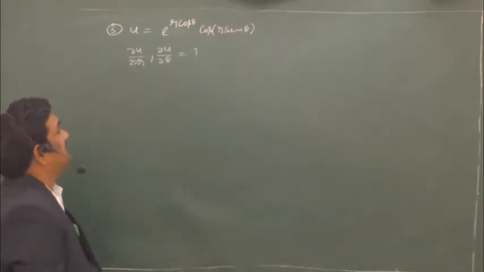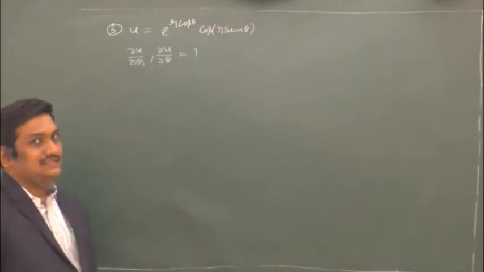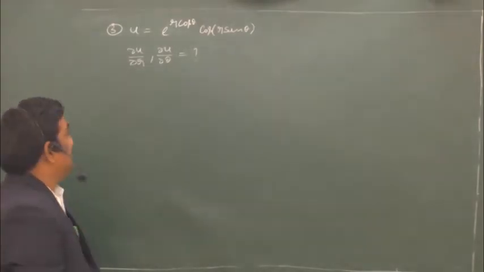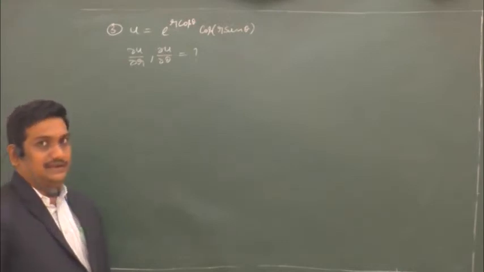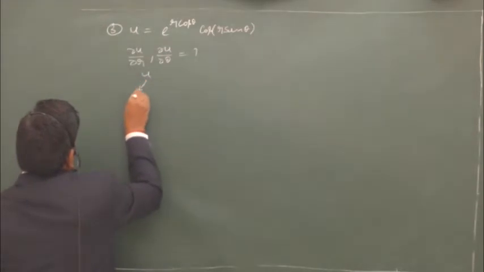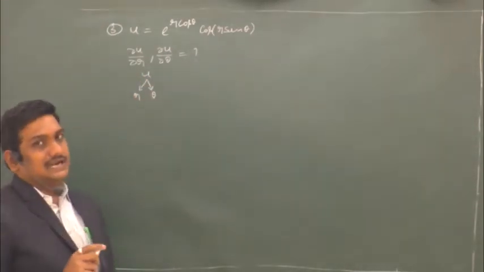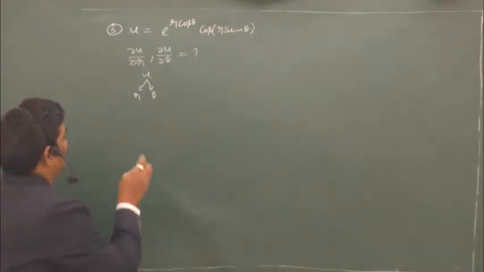Say, a function is given, u equals e power r cos theta into cos of r sin theta. We need to find dou u by dou r and dou u by dou theta. Clearly, u is a function of r and theta. Okay, now let us start finding dou u by dou r.